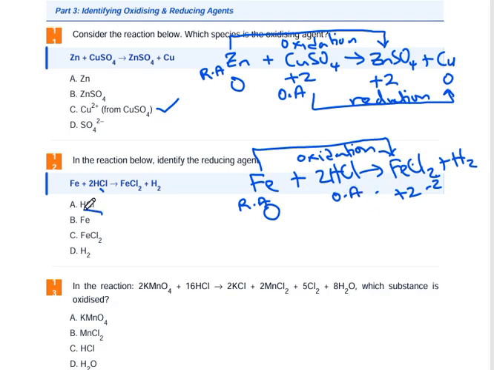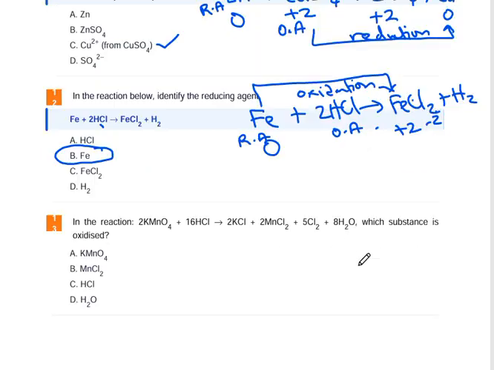That's one way you can do that. So the answer is B. I showed you 2 ways. There are actually 3 ways, but we can do with the 2. Now in this reaction, we are given another reaction again. Which substance is oxidized? Remember I said that the product can never be the answer. The answer has to be one of these 2.